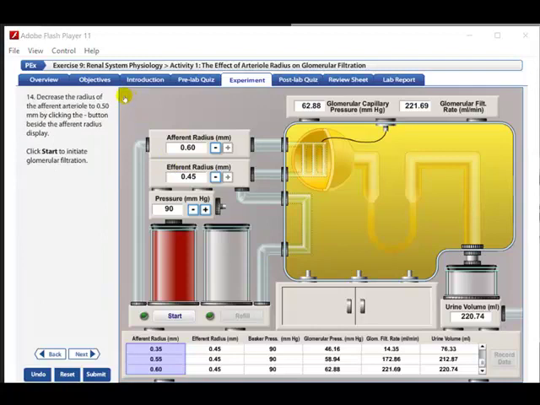And now we're going to decrease the radius of the afferent arteriole to 0.50 and observe the changes. By comparing our previous data, which was 0.6 for the afferent radius and then 0.5 in the second experiment, we can see that the glomerular pressure decreased, same as the filtration rate and urine volume.